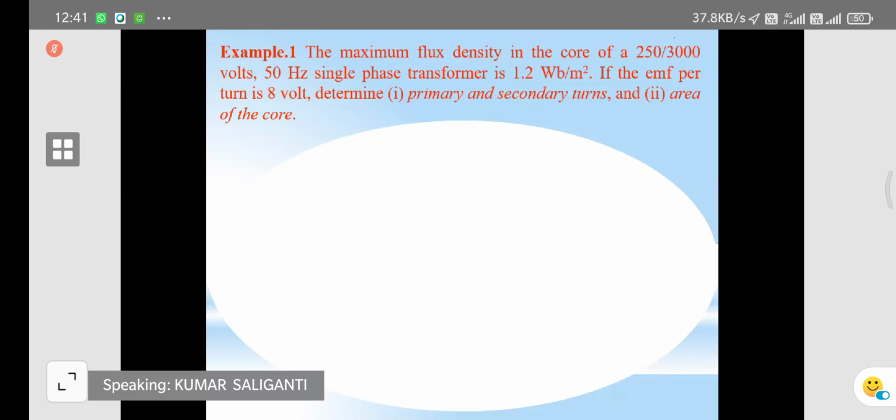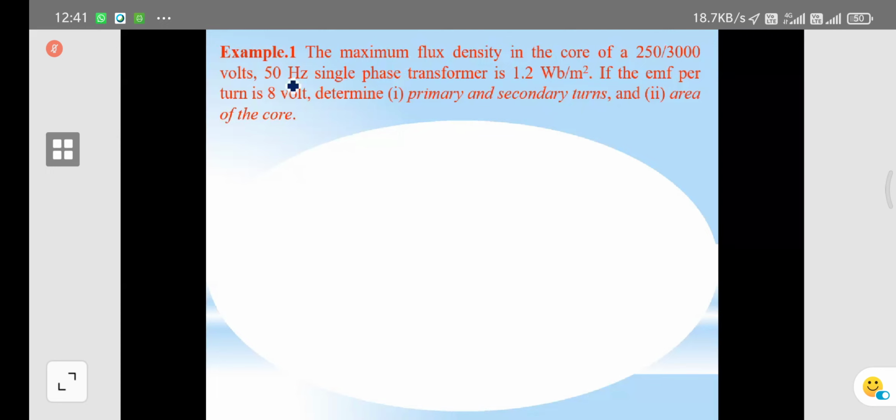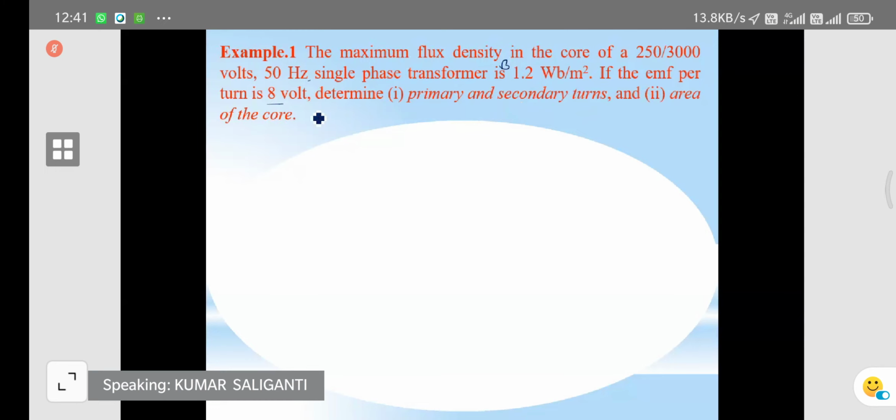The maximum flux density in the core of a 250 by 3000 volts, 50 Hz single phase transformer is 1.2 Weber per meter square, or Tesla. This is the maximum flux density. If the EMF per turn is 8 volts, determine the primary and secondary turns and the area of the core. So you can do this problem first of all.